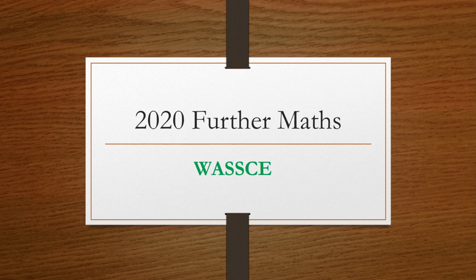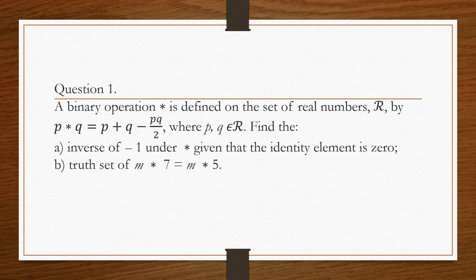Okay, number one question is on binary operations. We have a binary operation defined on the set of real numbers by P operation Q is defined as P plus Q minus PQ over 2, and P and Q are all real numbers. We are asked to find the inverse of minus 1 under the operation given, and it is given that the identity element of this operation is 0. The second part says we should find the truth set of m operation 7 being equal to m operation 5. So let's see how you answer this question number 1.